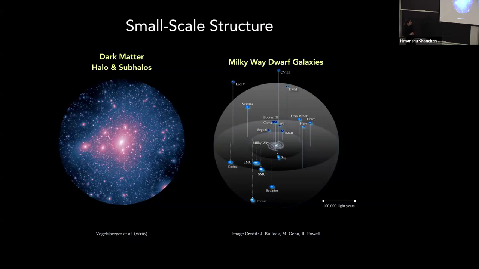So this is what the Milky Way would look like if you put on your dark matter goggles, and you see the wealth of that structure. The largest of these subhalos will themselves have gas and stars in them. Those would be the dwarf galaxies that we actually do observe in the Milky Way.